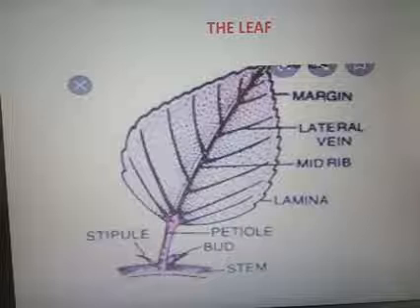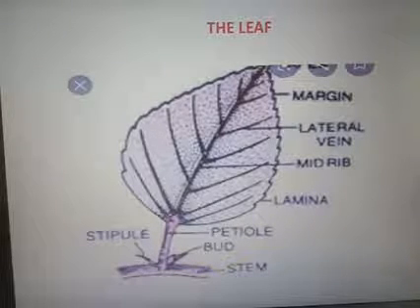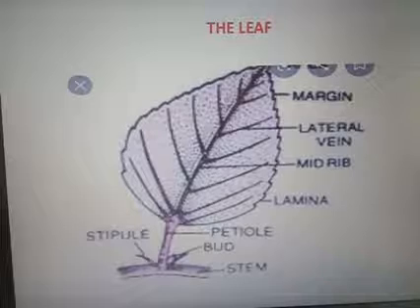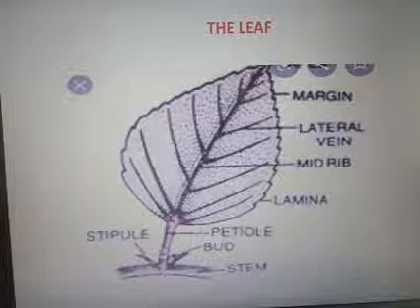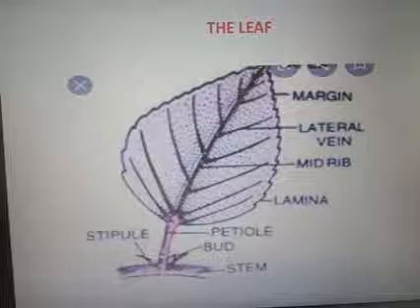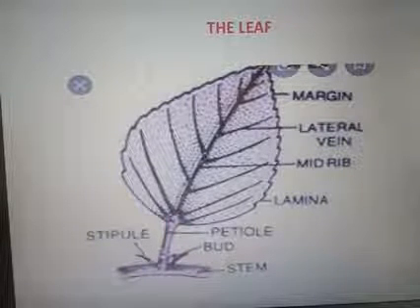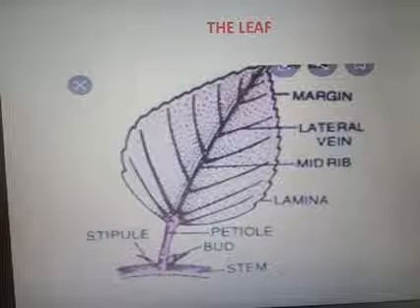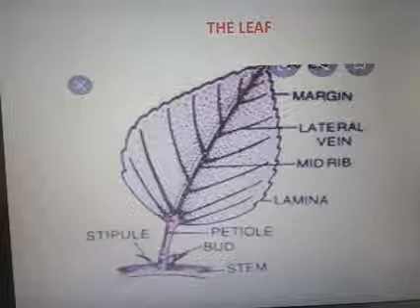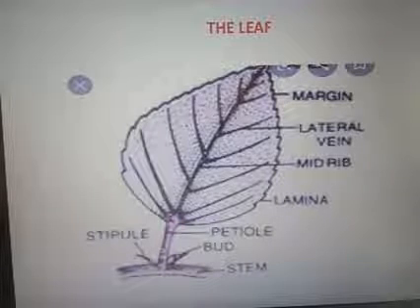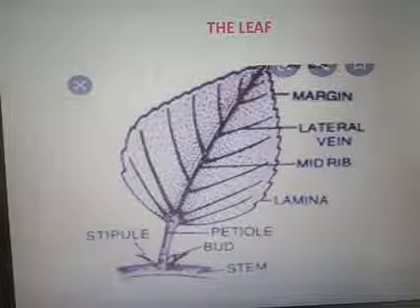Stipulate, and the leaves without stipules are known as exstipulate. Clear it is. So the first part of the leaf, that is the leaf base, has lateral outgrowths on its sides, known as stipules. Leaves with stipules are known as stipulate, and those which lack the stipule are known as exstipulate.